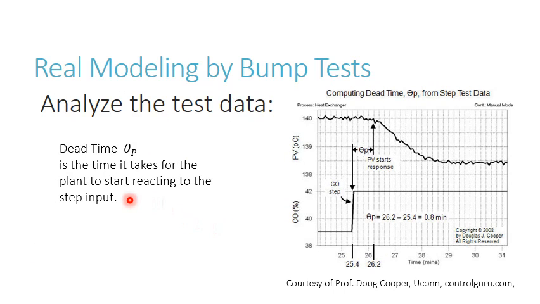Now we're going to talk about the dead time, and here it is here. This time between here and here is the dead time. Now look, you put your step on the controller, and look here, the process variable that the controller is controlling doesn't respond right away. It takes a while for it to start responding. So this time here, where it's not doing anything, it's not responding very well, that's your dead time.